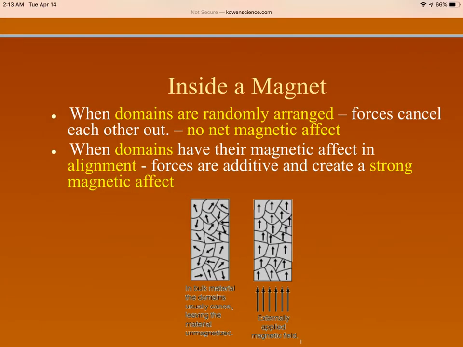Inside of the magnet, there are domains. When the domains are randomly arranged, the forces are canceled out and there's no net magnetic effect. When the domains have their magnetic effect, this is because there's an alignment. The forces would be additive and it would create a strong magnetic effect. You can see both forms in the diagram below.